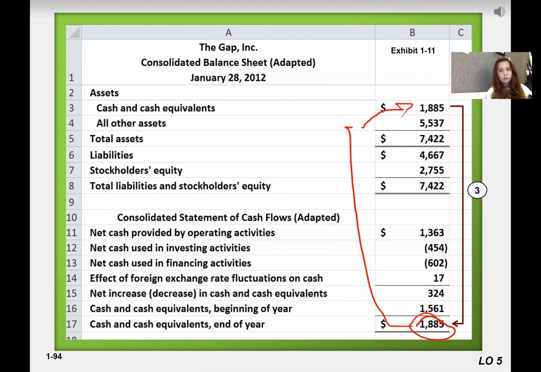Do they have an interconnection, some kind of relationship? Yes. If you don't have the income statement, you cannot make the retained earnings statement. If you don't have the retained earnings, you cannot make the balance sheet. If you cannot make the balance sheet, you cannot make the cash flow statement, right?